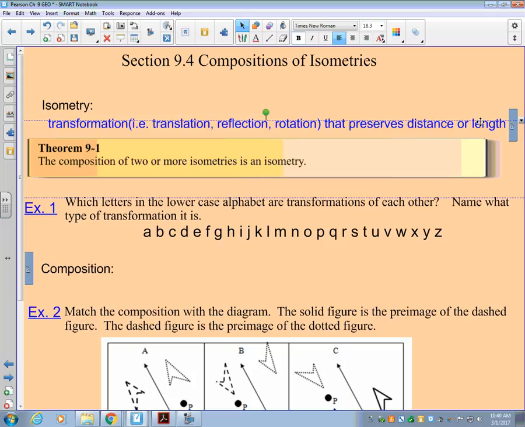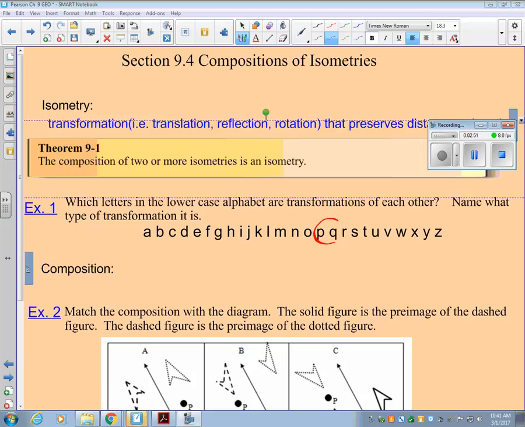Okay, so we're looking at the lowercase alphabet, which is pretty interesting to me because usually we look at the uppercase alphabet when we're dealing with stuff. Okay, Claire's got one. Which two are the same distance or length, just transformed? And what type of transformation is it? What do you think, Claire? I think it's P and Q, and it's a rotation. Wait, hold on. What type of transformation gives you P to Q?